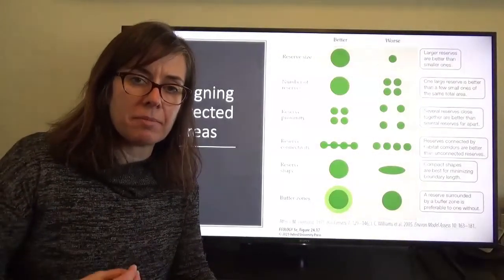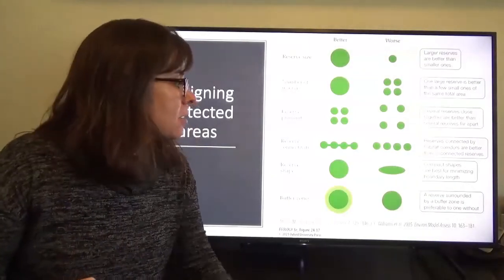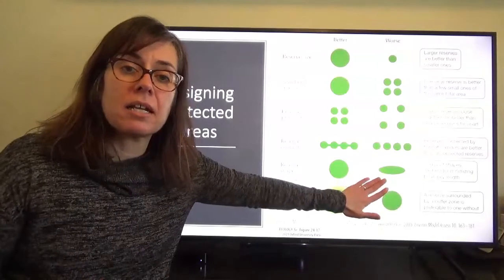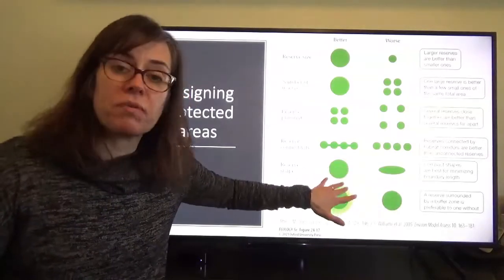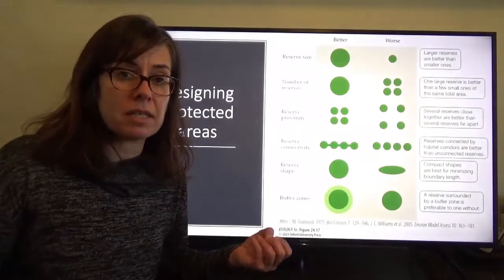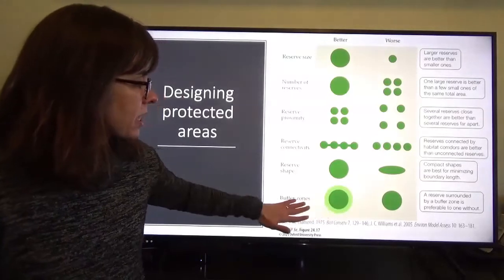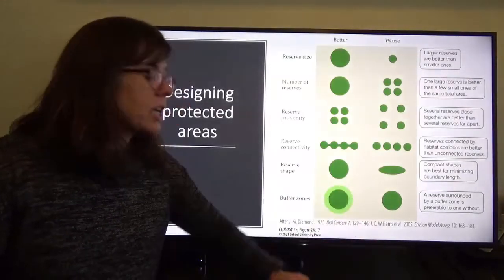Okay, so when you have a long, narrow reserve, the reserve will mostly be comprised of edges as opposed to interior habitat. And we know that edge habitat can create important habitat for many species, but if the whole thing is edge habitat, then you've lost the habitat available for those species that are really interior forest species, okay? And finally is this idea of buffer zones, that it's better to have a buffer zone than not. And this is really important.